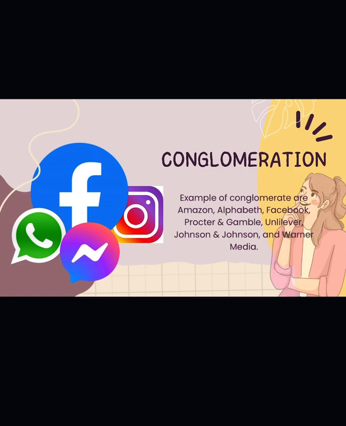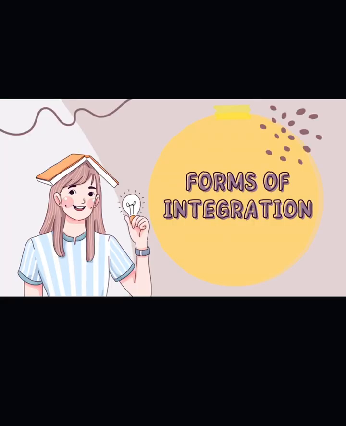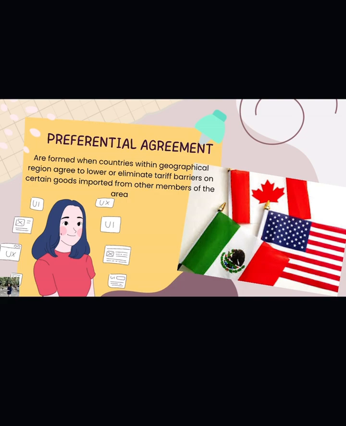So, guys, those are the types of market integration. Now let's talk about the forms of integration. As you can see here, first is the preferential agreement, which is formed when countries within a geographic region agree to lower or eliminate tariff barriers on certain goods imported from other members of the area.